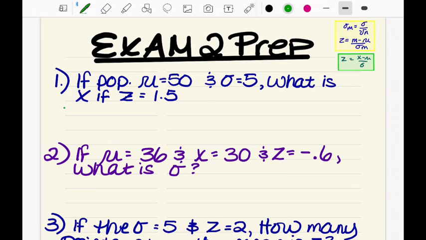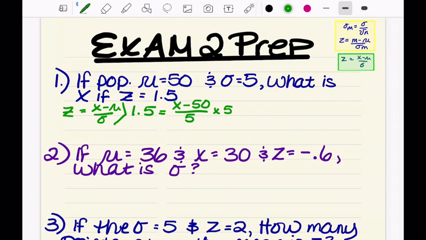So we're going to start with number 1, and we've got a population mean of 50 with a standard deviation of 5, and then we need to figure out what x is if z is 1.5. So we know that we're going to use our x formula instead of the M formula just because we're given the value of x. So we'll use standard deviation instead of standard error.